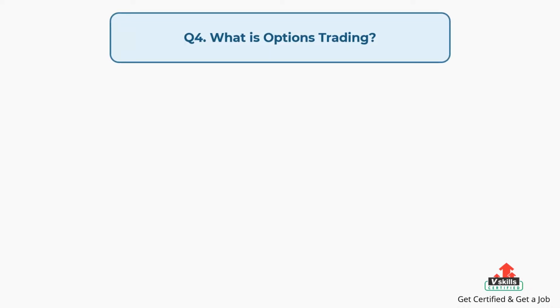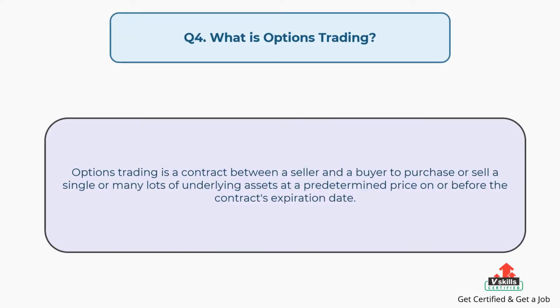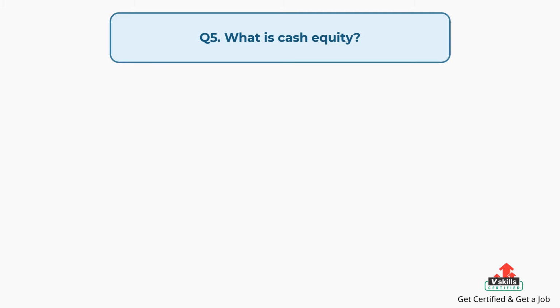Question number 4. What is options trading? The answer is, options trading is a contract between a seller and a buyer to purchase or sell a single or many lots of underlying assets at a predetermined price on or before the contract's expiration date.